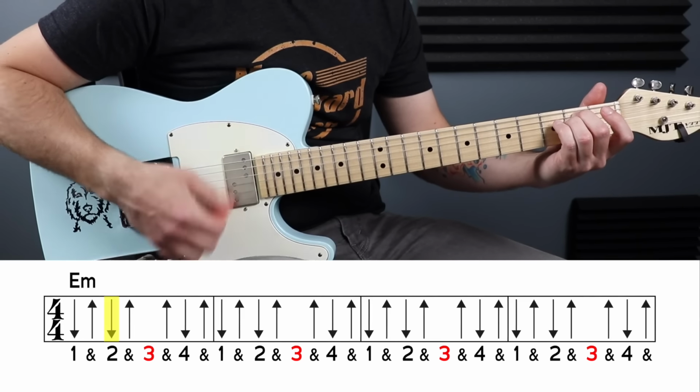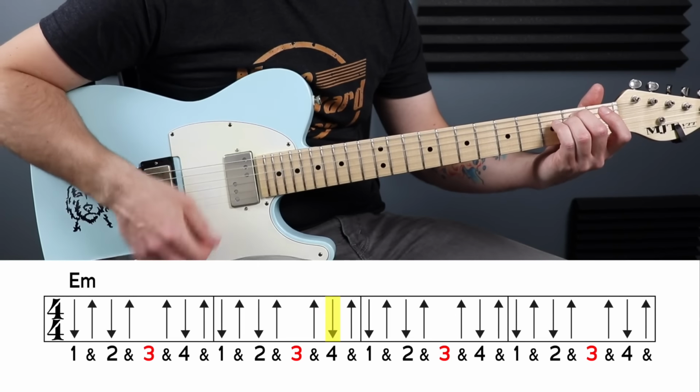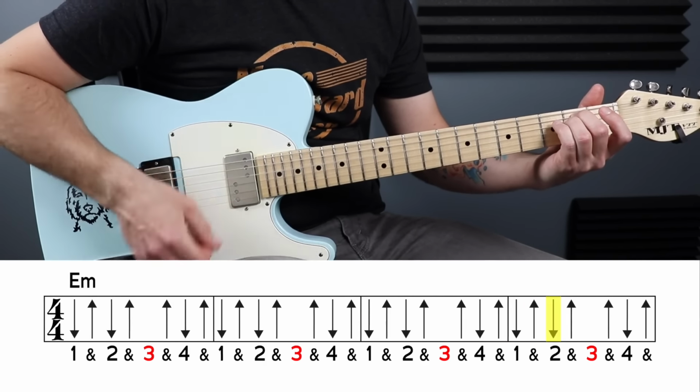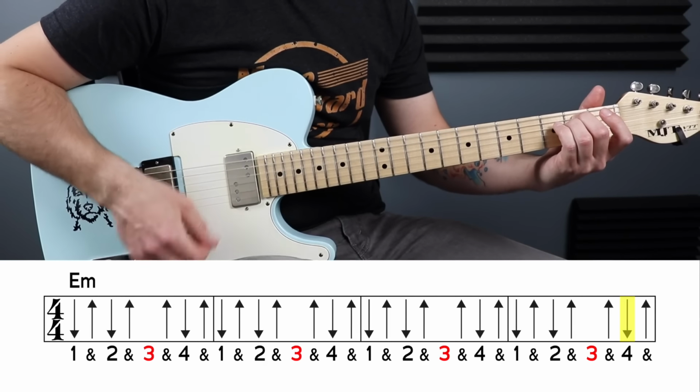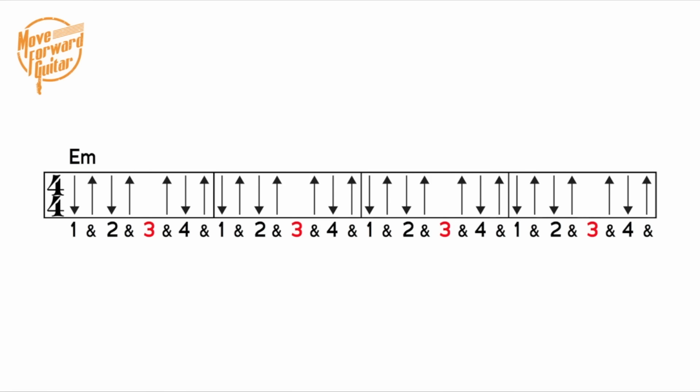1 and 2 and 3 and 4 and 1 and 2 and 3 and 4 and 1 and 2 and 3 and 4 and 1 and 2 and 3 and 4 and now I'm going to play this for 4 bars along with the backing track and not count. You can try to count along with me.